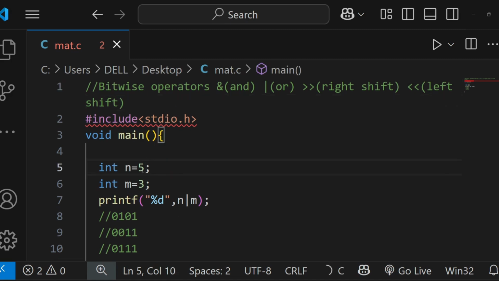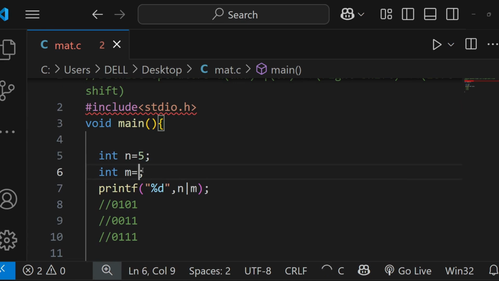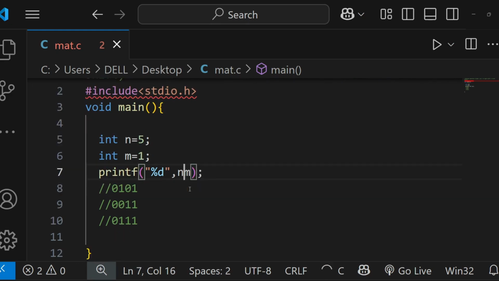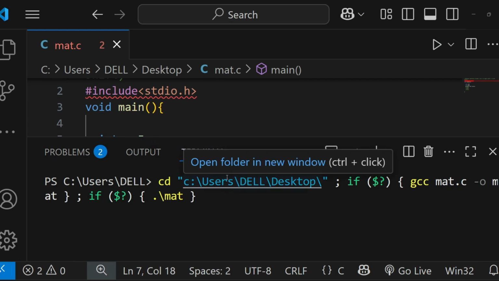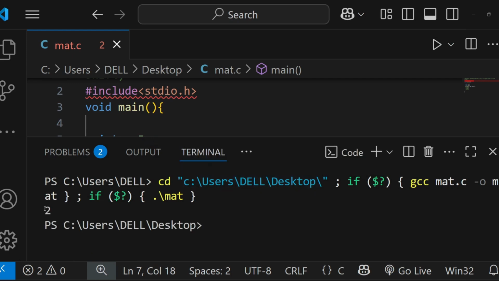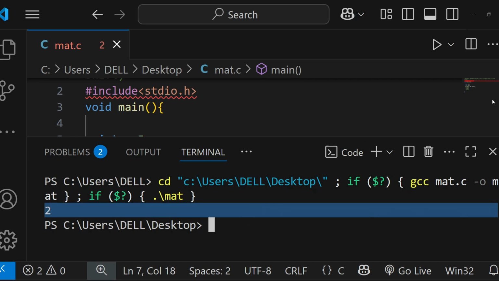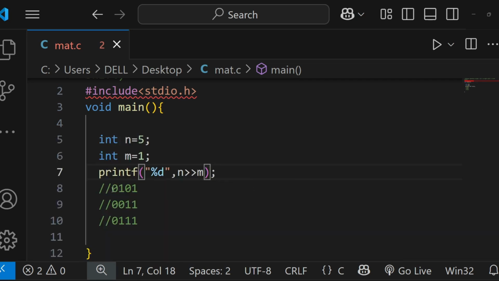Now we want to look at the left shift and right shift. Suppose we change a value here. I'm saying m is 5, n is 1, and I am putting a right shift here. Now just try to run the code and see what is exactly going on and what value I am getting. Now I am getting a different value here, 2. Let me see how I am getting it.